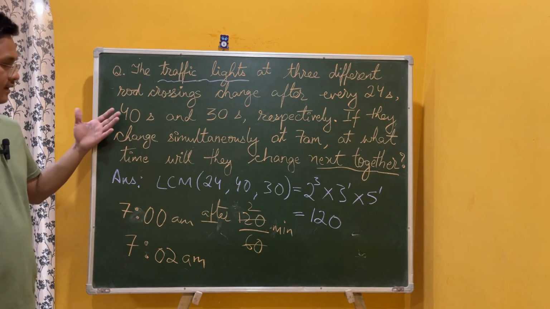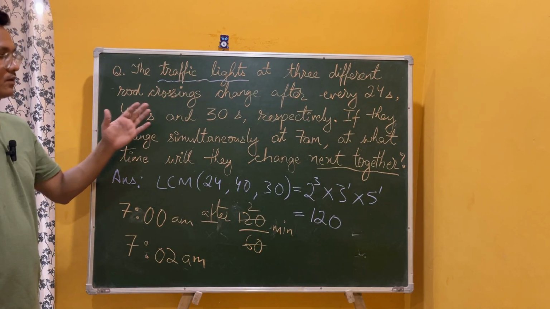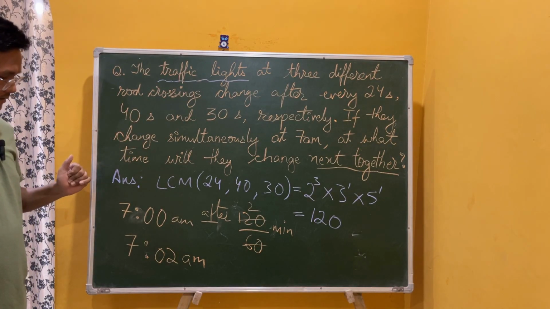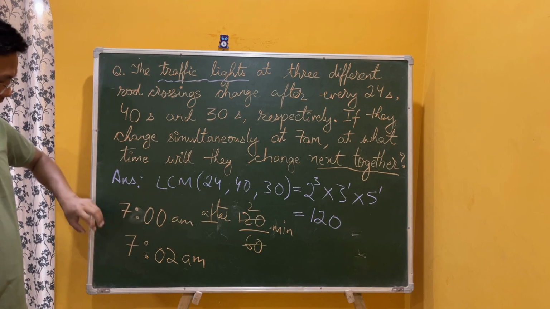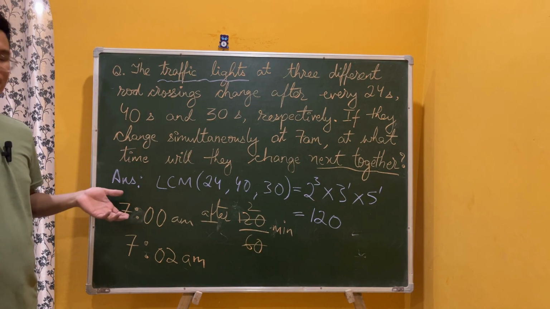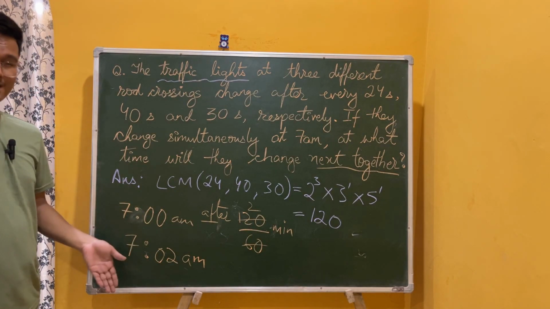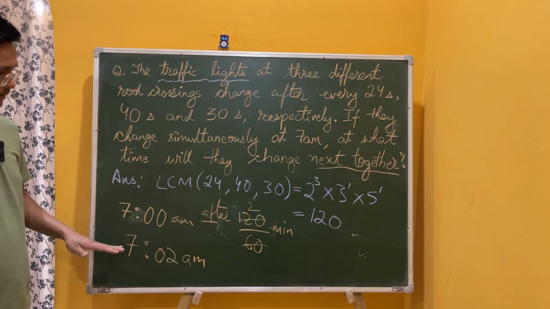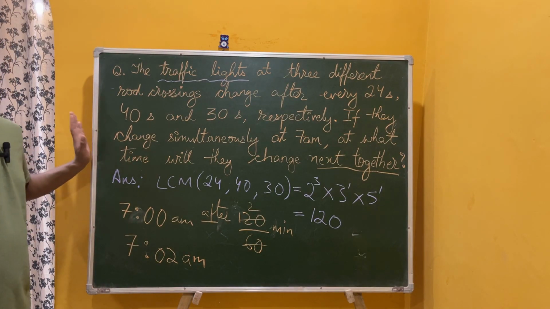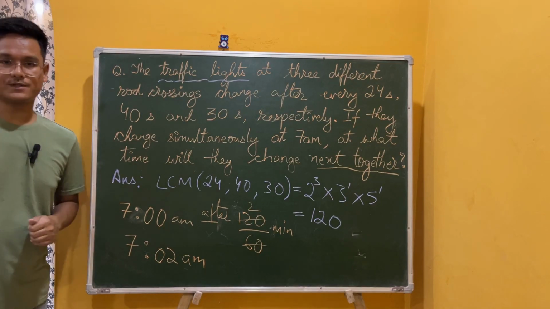You can have alarms ringing at 2 or 3 different timings. So they'll give you the exact time. They'll give you a time at which 3 alarms rang or beeped together. Now when will they beep again? So that kind of question will be similar to this. So I hope you understood. Let's move on to another question.